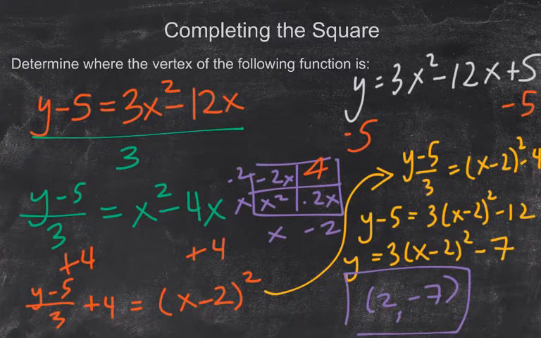Okay, so we can do the process by dividing out the a value first. We can move the units first. And there are even a couple other ways. So if you understand that you're trying to make a perfect square, then you can use a little bit of flexibility in your process, and that's totally fine as long as it makes sense to you.